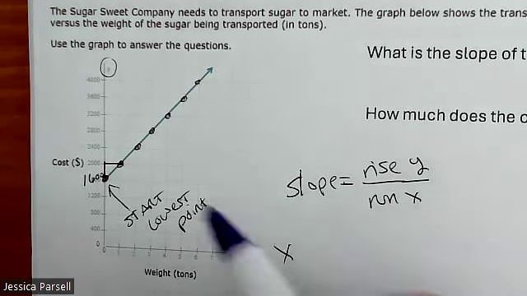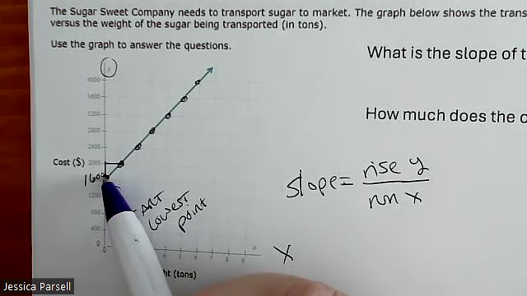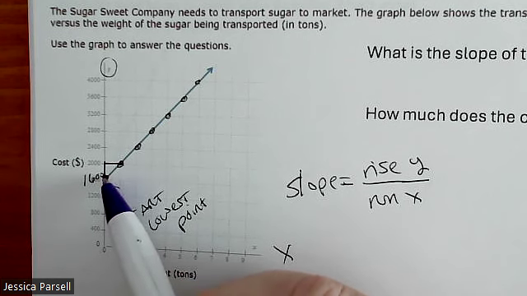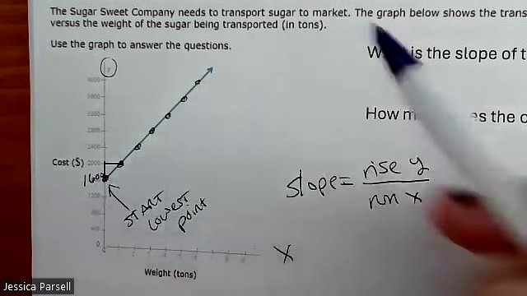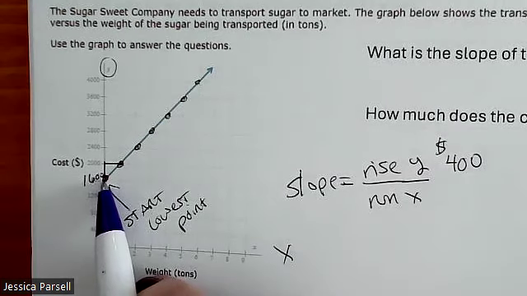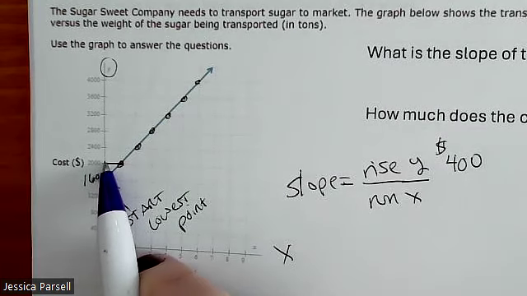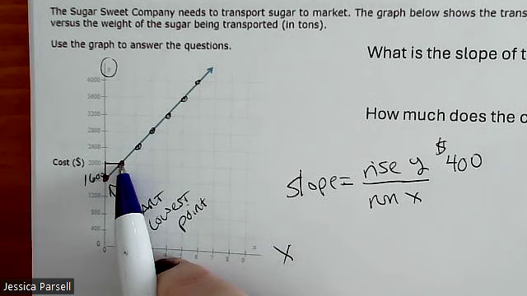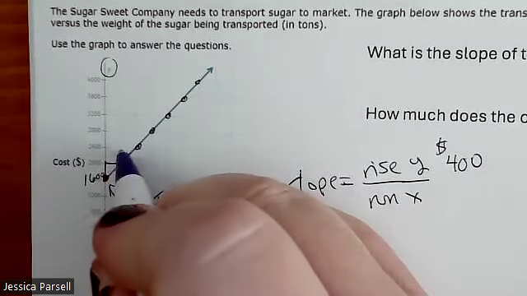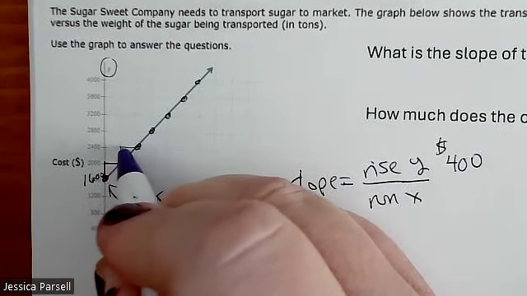So what did I actually rise? Well, I went from 1,600 to 2,000. What is the difference between 2,000 and 1,600? Well, $400. So that's what happened when I rose from this point up and over to hit the next point here. You start here, your destination is here, but how do you get there? You've got to go up and over.